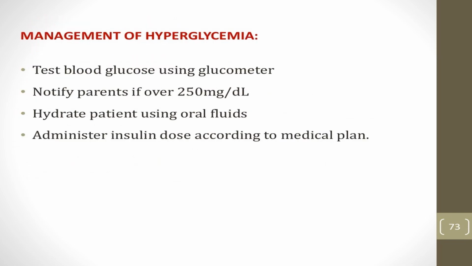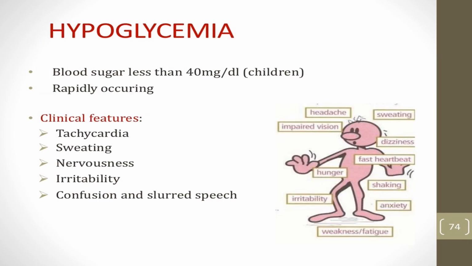Management of hyperglycemia. Test blood glucose using a glucometer. Notify parents if over 250 mg/dl. Hydrate the patient using oral fluids. Administer insulin dose according to the medical plan.